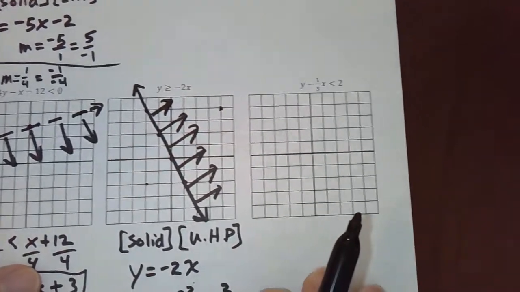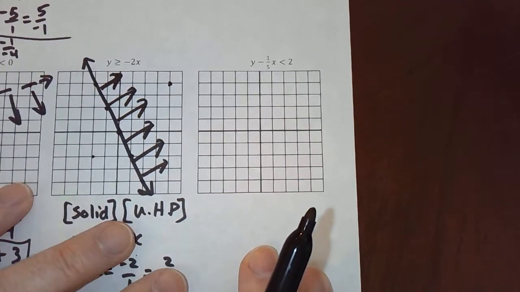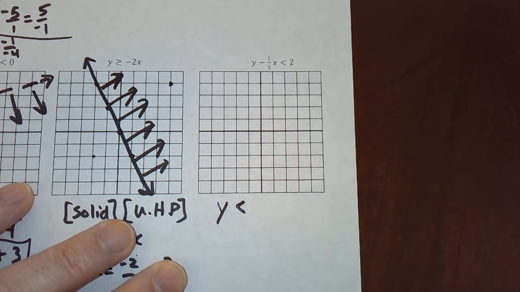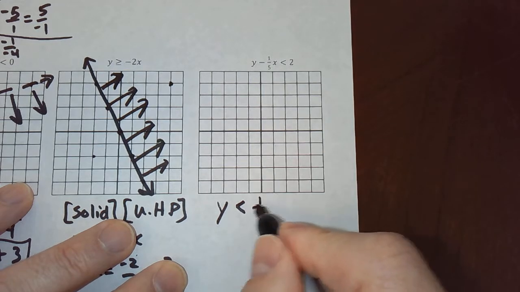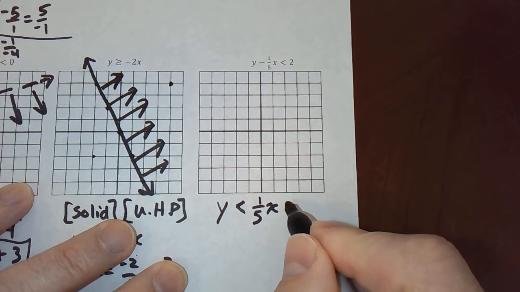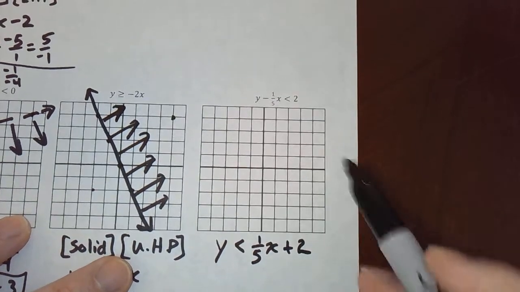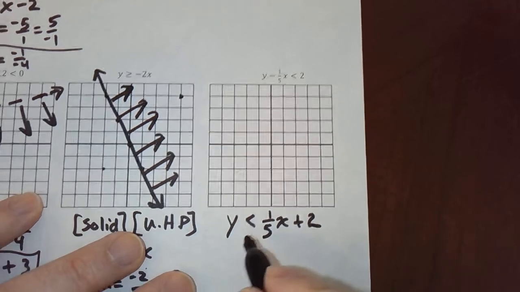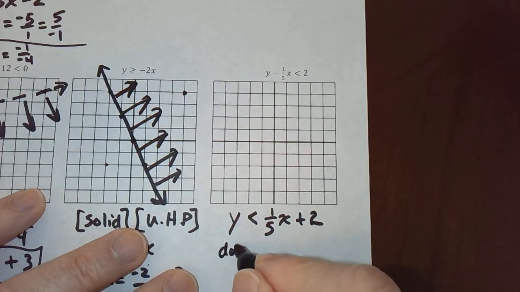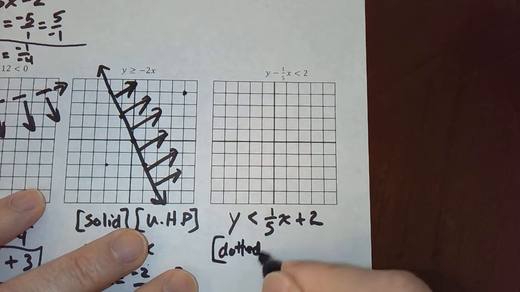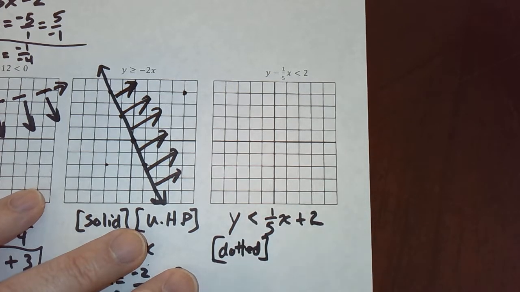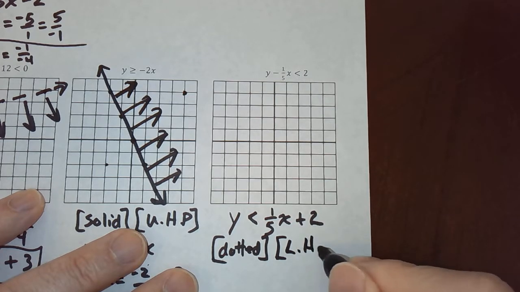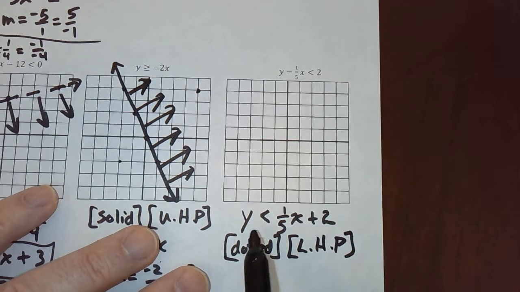Okay, our last example. First thing I'm going to do is rewrite it. y strictly less than 1 over 5x plus 2. I simply added 1/5 x to both sides. So this tells me that we're going to do a dotted line because it's a strict less than, and we're going to shade the lower half plane because it's less than, it's not greater than.